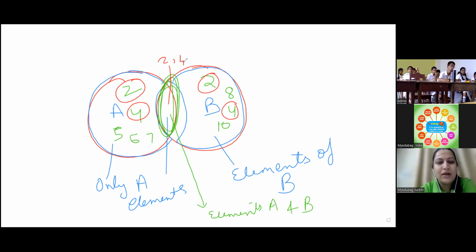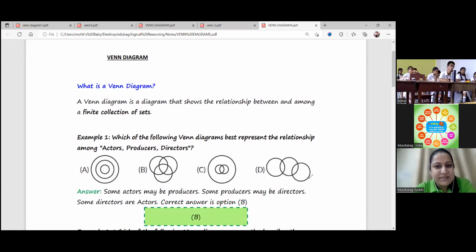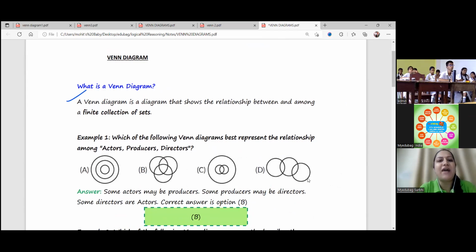Clear? So this is how you represent a relationship in a Venn diagram. A Venn diagram is a diagram that shows the relationship between and among a finite collection of sets. The set should be a finite collection that you can count. Clear? So now let's do some questions.